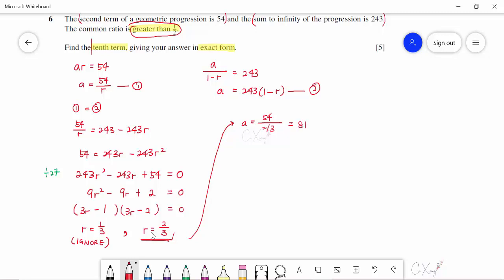Okay, then now you try to answer the question. They want you to find the 10th term. So the 10th term will be AR to the power 9. So it will be 81 times 2 over 3 to the power 9. Alright, so again, by pressing the calculator, you'll get the answer, which is 512 over 243. So we'll keep this in fraction form as they are asking for the exact form. We are not going to change it to decimal places. So the final answer for this will be the fraction 512 over 243.